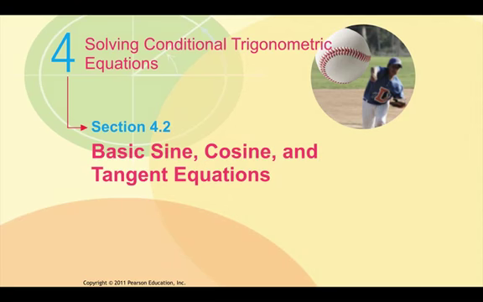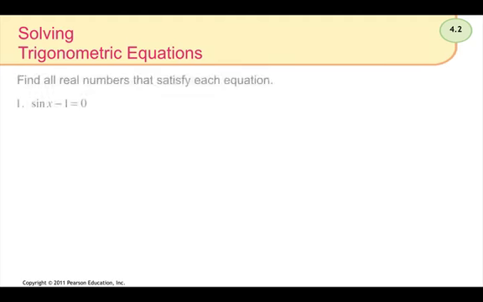Section 4.2, Basic Sine, Cosine, and Tangent Equations. So here's number one. It says find all real numbers that satisfy each equation. So we're looking at sine of x minus 1 equals 0. I'm going to rewrite it the following way. Sine of x equals 1.